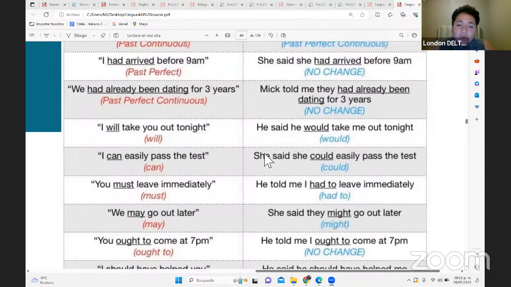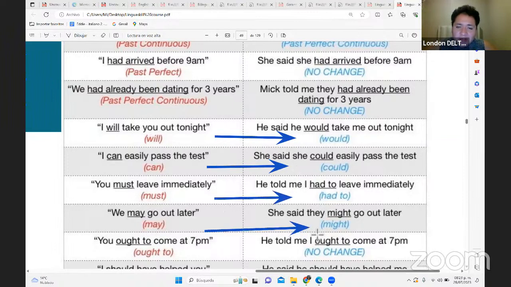Maybe you want to write this down. Quizá que a lo mejor apunten esto. Will changes to would. Can changes to could. Must to have to. And may to might. Okay? These are some changes we have to remember. But again, it makes sense. When you translate it even in Spanish, which is not very advisable, but this topic makes sense in Spanish because we say the same thing, right?